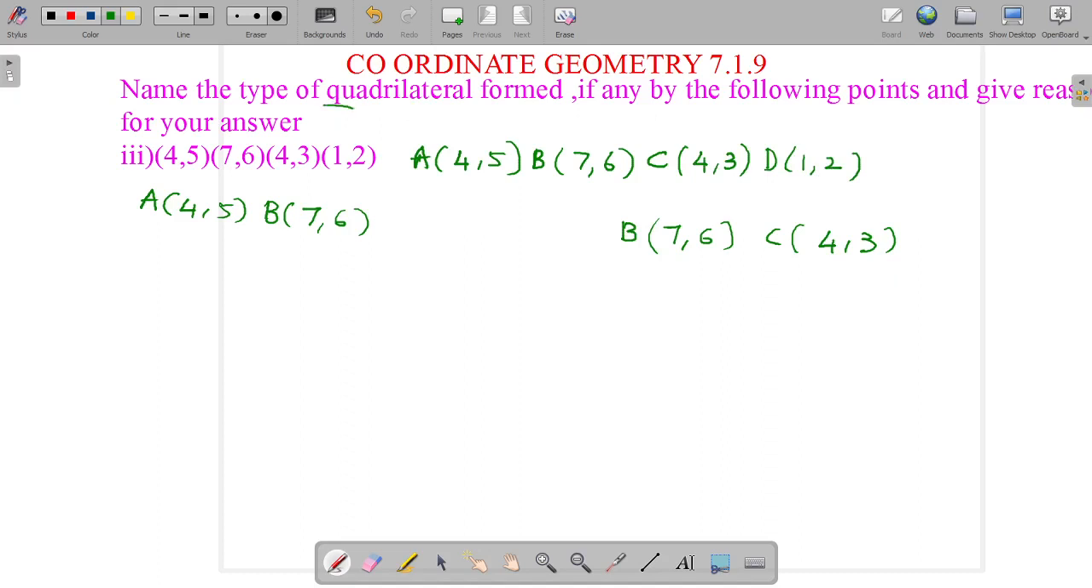Quadrilateral means it has 4 sides. We need to check whether it is a square, a parallelogram, or a rhombus. Check it by finding the distances. First go to AB and find the distance between A and B.